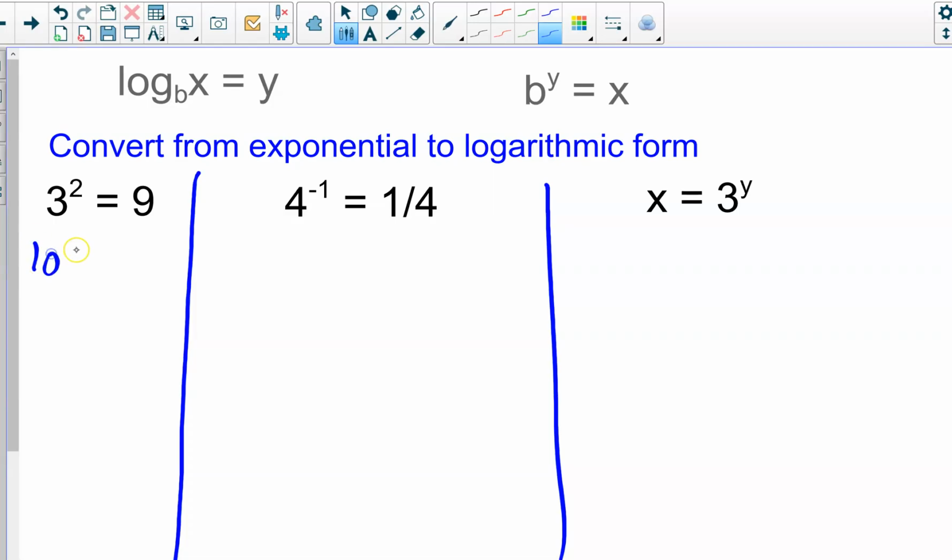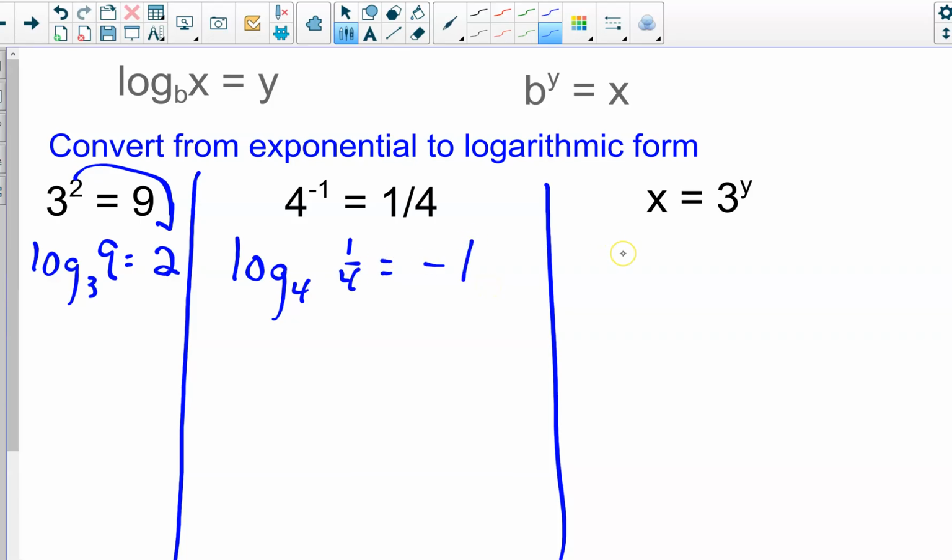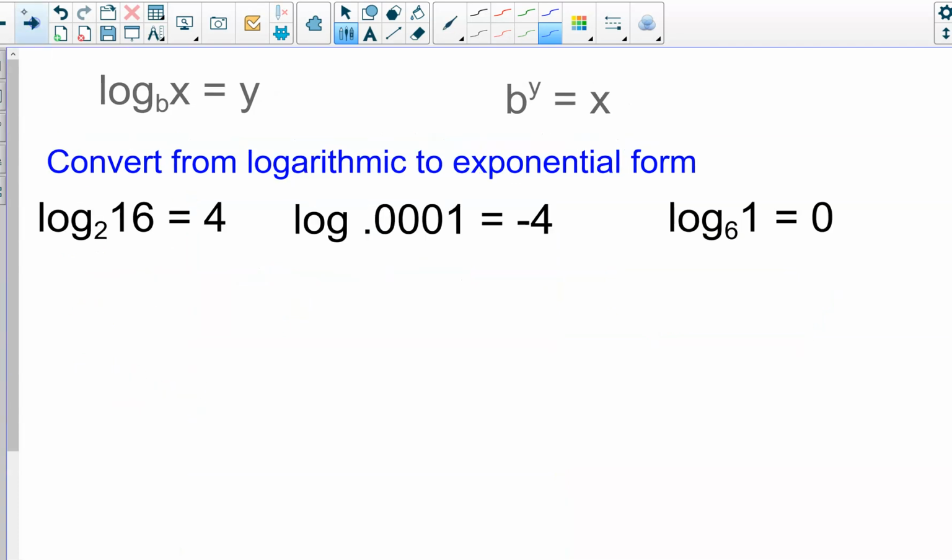So this would be log base 3 of 9 equals 2. The exponent is always what it's equal to. This one right here would be the log base 4 of 1/4 equals the exponent. This one right here would be the log base 3 of x equals the exponent. So this here is always the exponent. Now we're converting from log to exponential. This way always seems to go a little bit quicker for me. Go ahead and pause the video and see if you can do these three on your own.